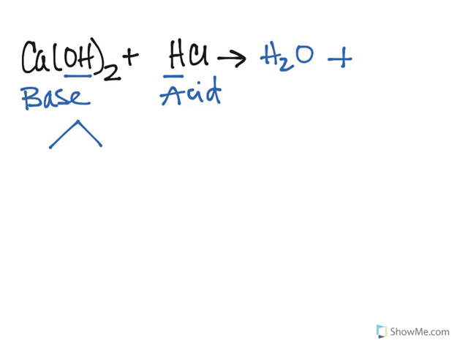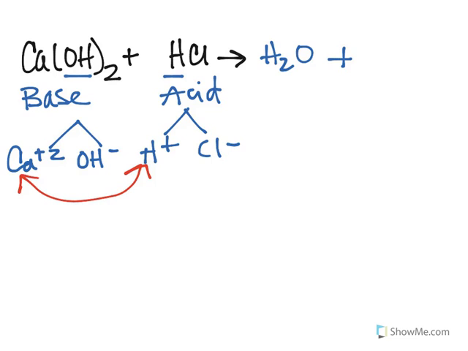So again, I'm going to break this down into the two ions that are part of this. So I have a Ca+2 and an OH minus. I have an H plus and a Cl minus. And I'm going to think about the fact that those ions that are positive are switching places. So my H is going to team up with the OH minus, and that's really what created that water.